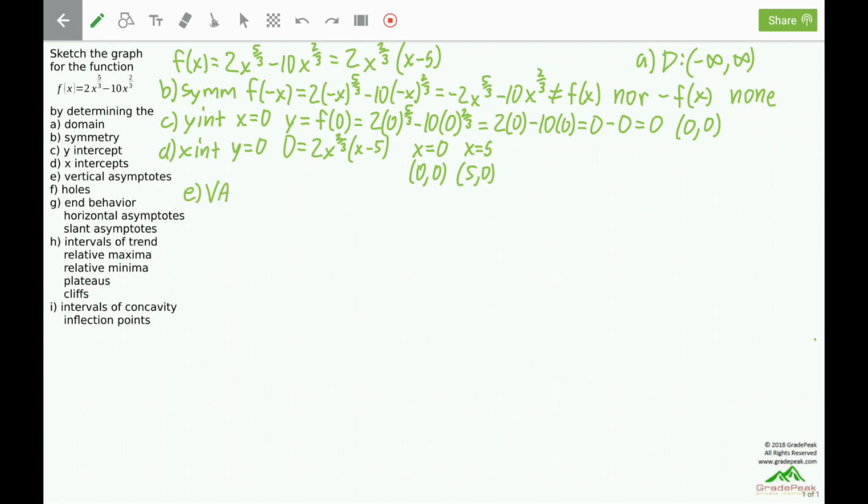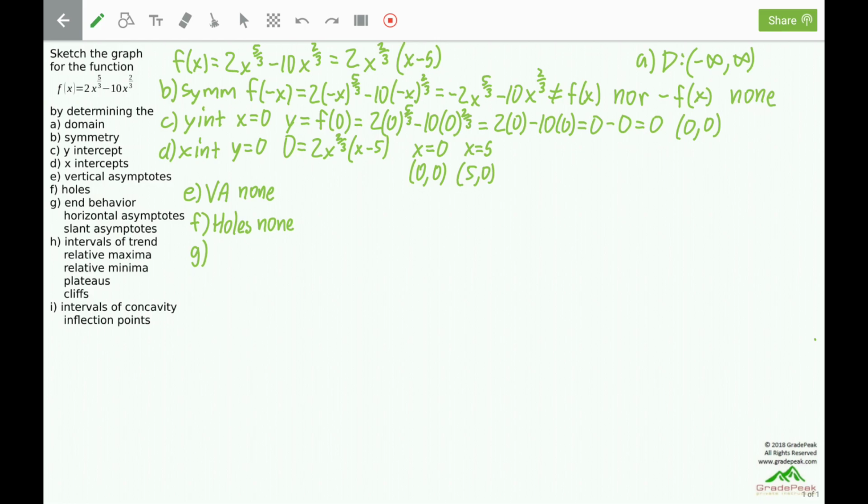For part E, we want to determine the vertical asymptotes. F of x is two terms that are fractional exponents. They are both positive powers. There is no denominator, so there will be none. For part F, we want to determine any holes. F of x has no denominator, so there is none.